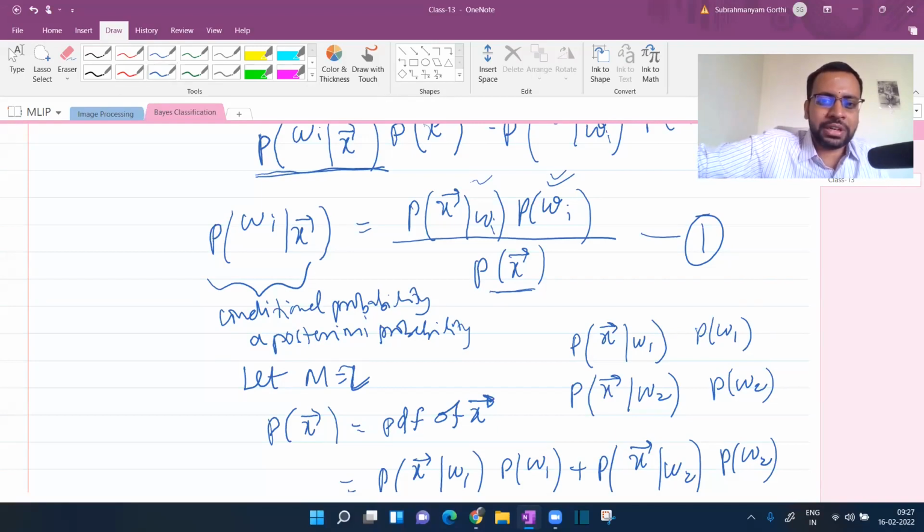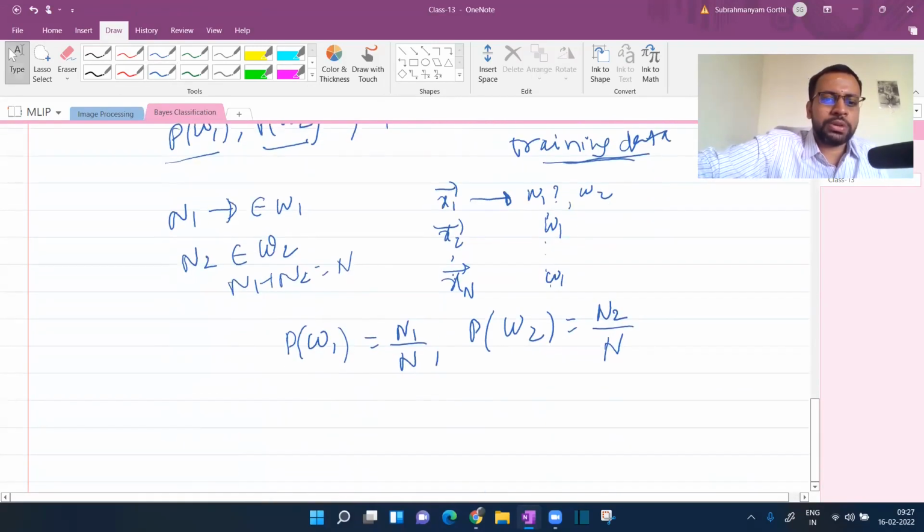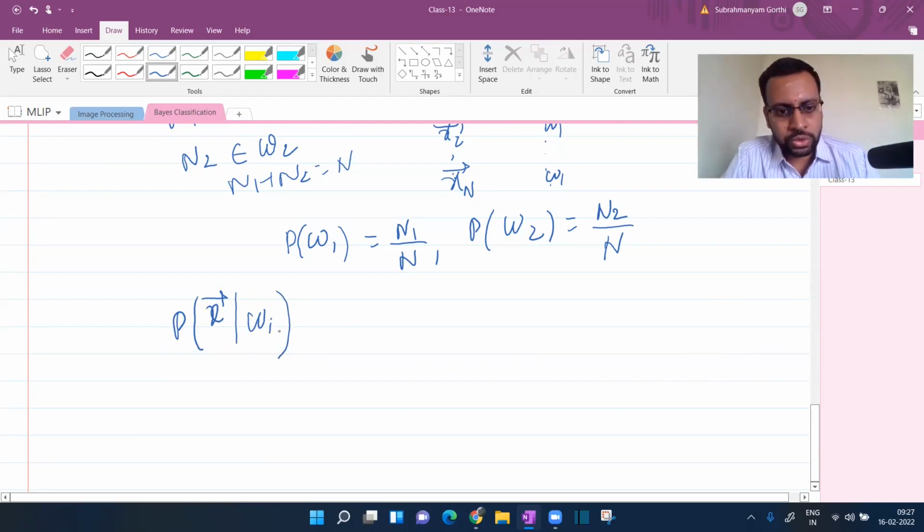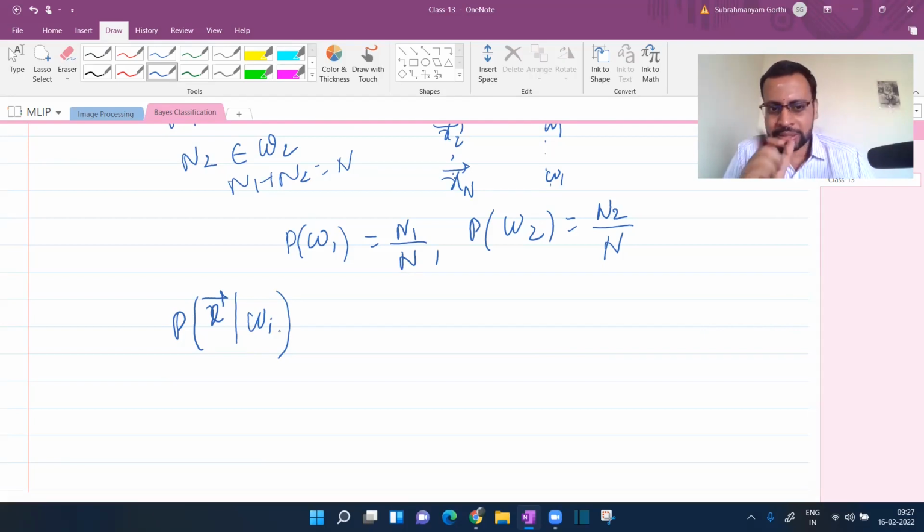All I am left with now is the probability of x bar given omega I. This is all I need to know. If I could crack how to compute this term, I am done with this whole stuff.